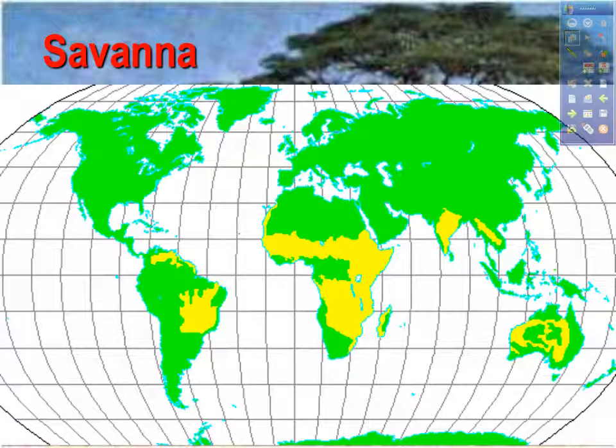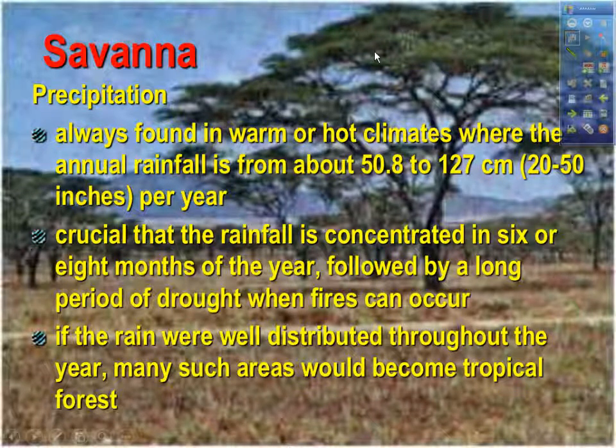So this is your map for savannas. Notice they're right around the desert. You typically have the desert here and then the savanna around it, for example. The precipitation is decent. They tend to have a wet season and a dry season for a lot of the grasslands. So you'll have that rainfall that's concentrated in half the year, give or take, and then a long period of drought, and that's when the fires happen. So that it kind of resets over and over again.